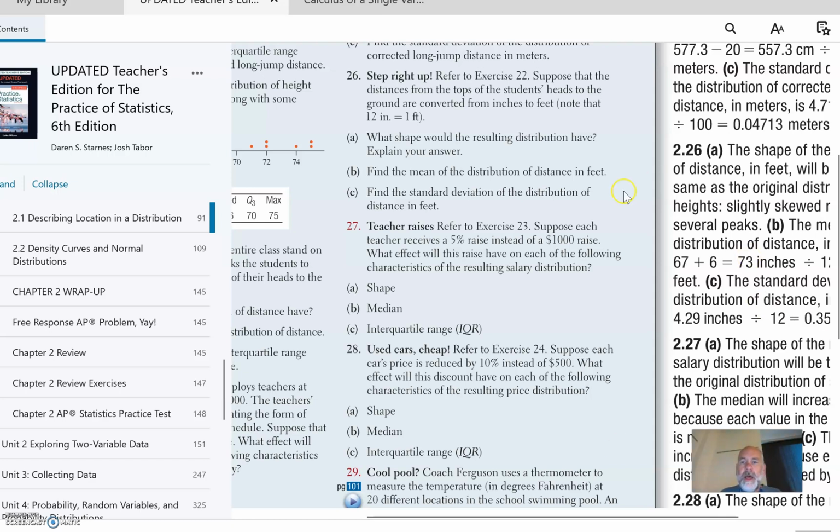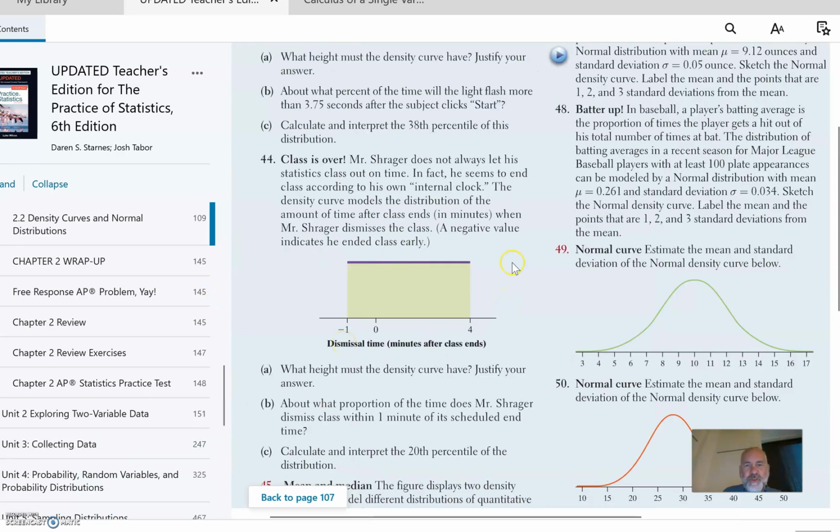Cool. Let me pause and let me go to the other page. Okay, this is page 139. So first one here, this is just going back to the whole thing we talked about with regard to density curves. For the question of what height must the density curve have, remember a density curve always has an area of 1 underneath it. So since you know how wide it is, you can figure out how tall it is.